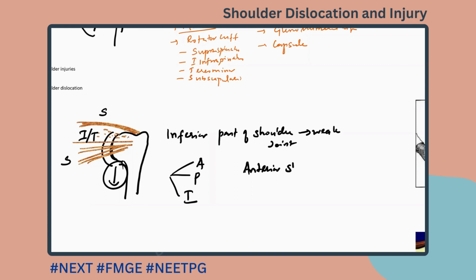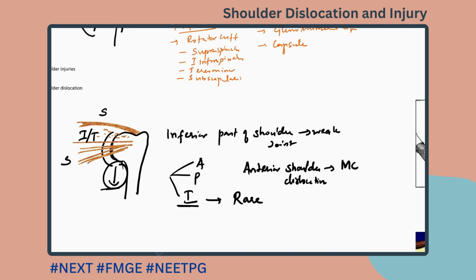Anterior shoulder dislocations are most common. But the shoulder joint is weak where? Inferiorly. But inferior shoulder dislocations are rare. Anterior shoulder dislocations are most common. What is the reason for this?